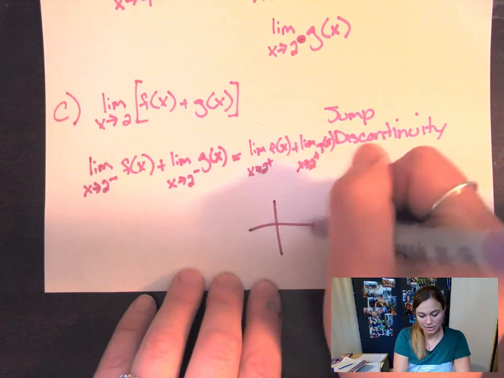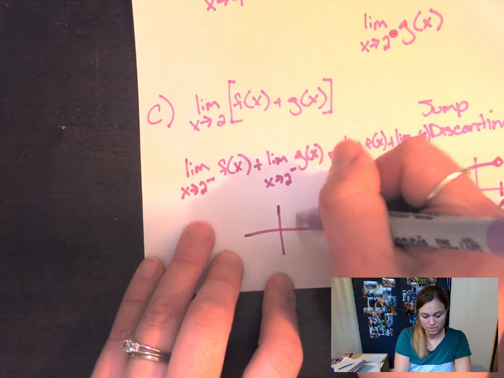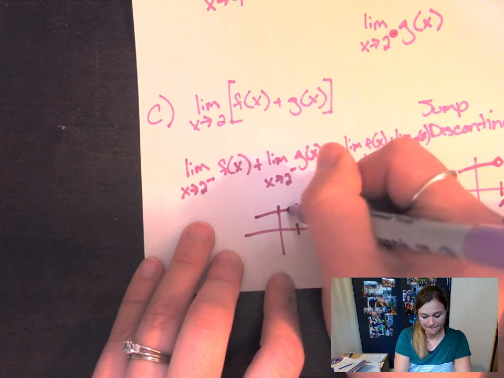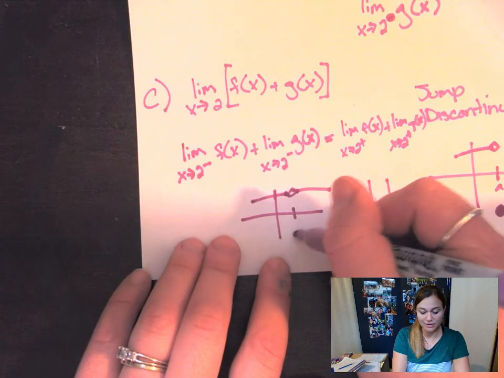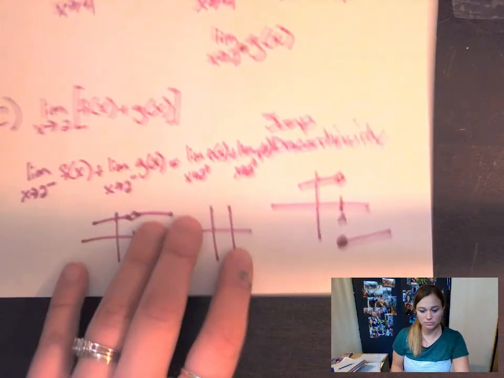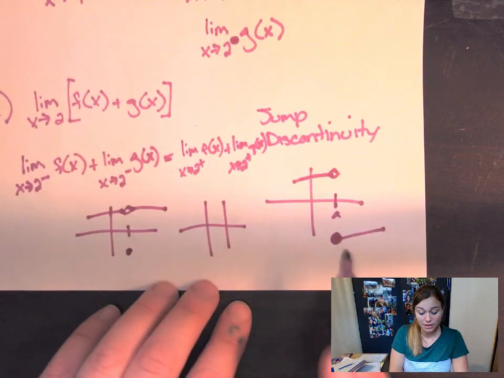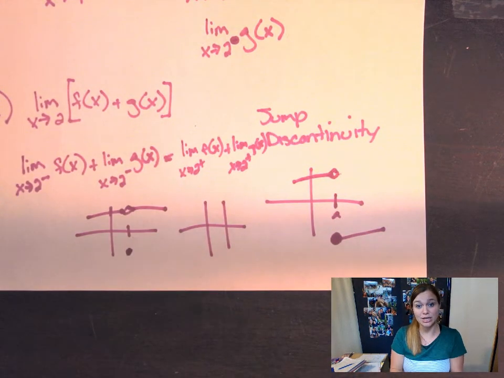so like something that looks like, oops, not that, sorry. I was trying to do that. The left and the right are equal. This is not a jump discontinuity, even if there's a point down here. So that's a vertical line. I don't know why I drew that, but this is a jump discontinuity.